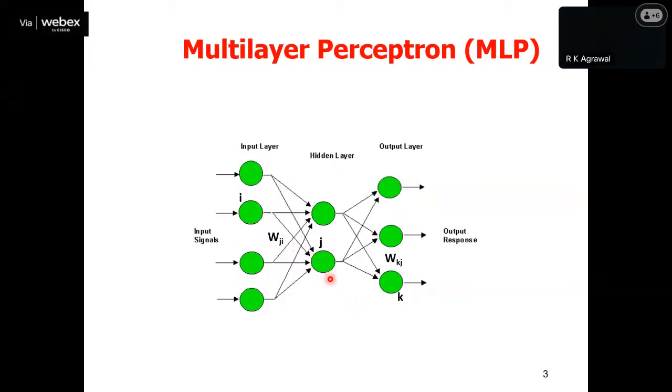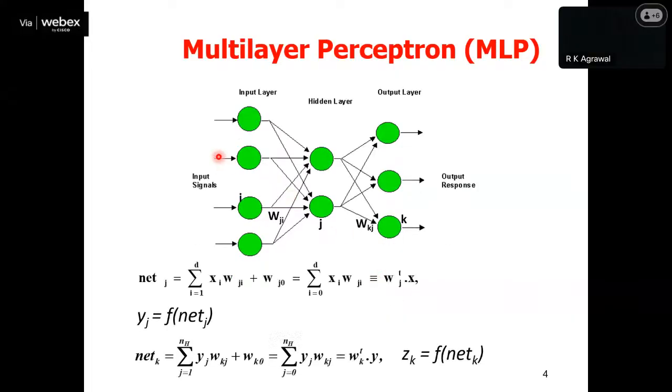So in this architecture, we assume that there is an ith node at the input layer, this is your jth node at the hidden layer, and this is the kth node at the output layer. Assuming that the weight between this ith node of input layer and jth node of hidden layer is wji, and the bias associated with this jth node of hidden layer is, let's say, wj0. Similarly, let's say the weight between jth node of hidden layer and kth node of output layer is wkj, and the bias associated with the kth node of output layer is wk0.